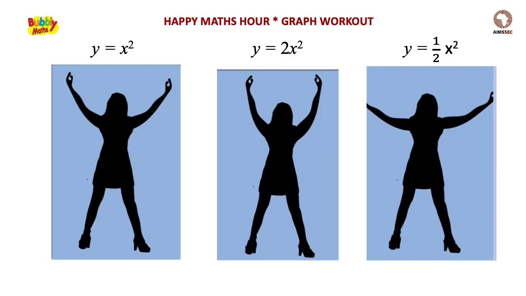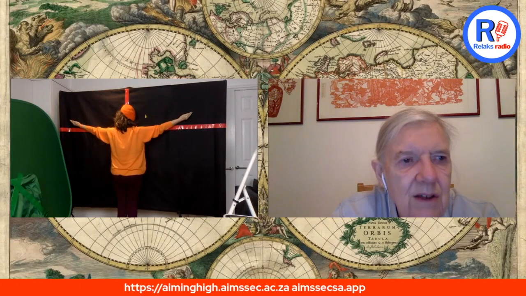Okay, Caroline, get ready for this. This is y equals x squared. It's a parabola again. It's a curve. There you go. Nice rounded curve. And what about 2x squared? Oh, okay, that's a steeper, still a curve, but steeper. And y equals a half x squared. And that's still a curve, but much shallower now and wider.